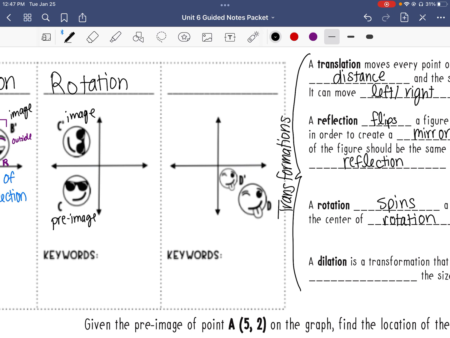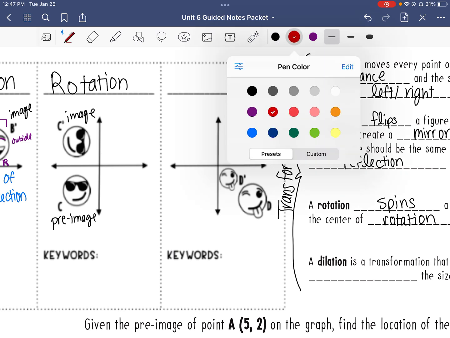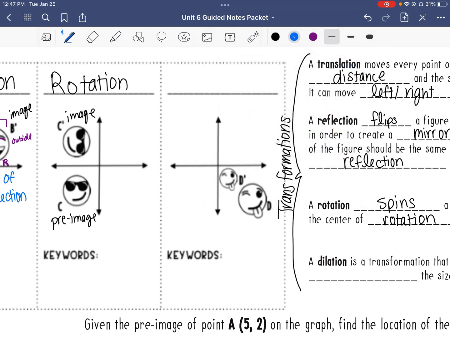Now, rotation. It spins around a point called the center of rotation. Let's dive into that a little bit more. On this one, the center of rotation is the origin.